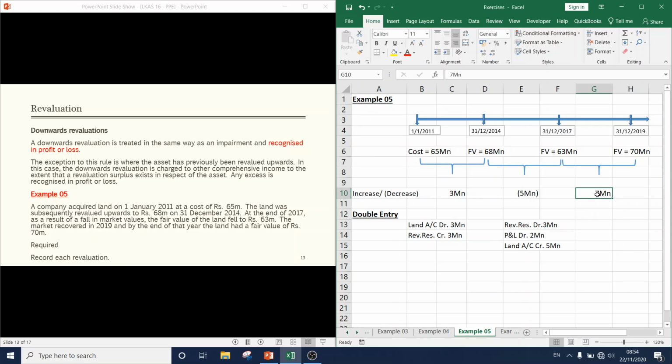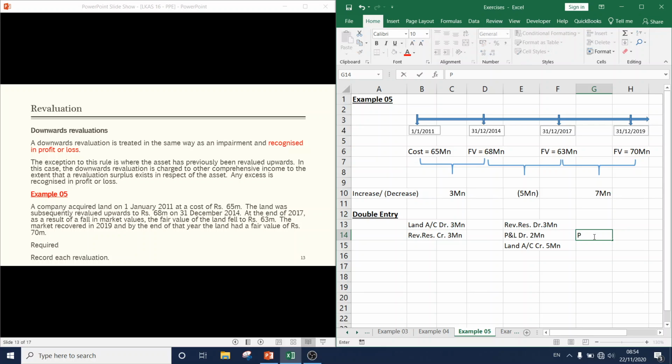This whole 7 million we cannot credit to revaluation reserve. Why? Previously there was a downward revaluation. We have identified this much of amount, and we have debited, we have expensed this 2 million to our PNL. First we need to reverse that.